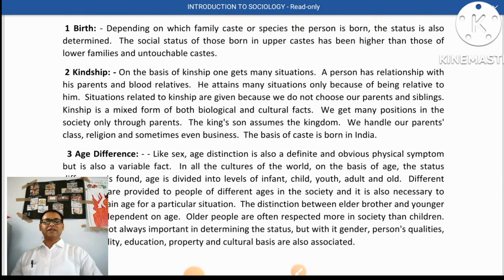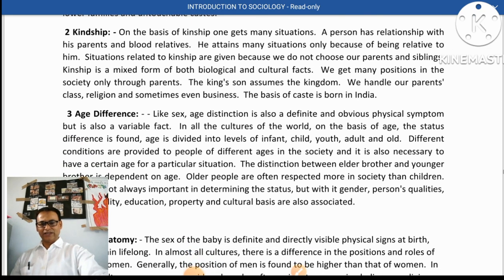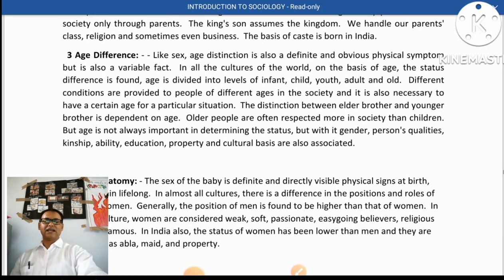Kinship. On the basis of kinship, one gets many positions. A person has a relationship with his parents and blood relatives. He attains many positions only because of being related to them. Just suppose if someone is father, someone is uncle, and someone is sister and brother. This is from kinship. Understand?